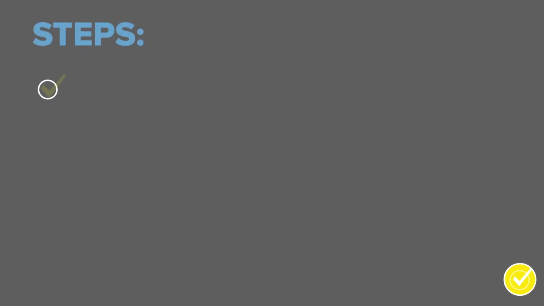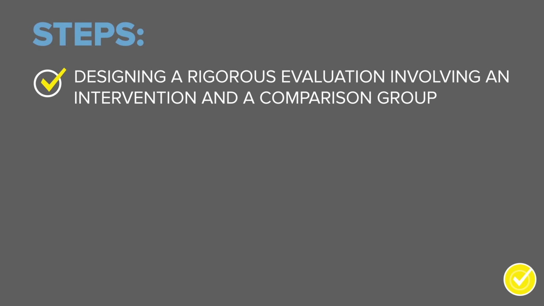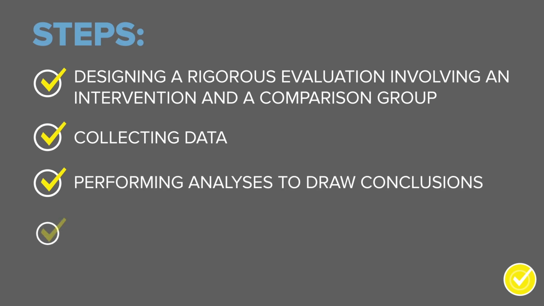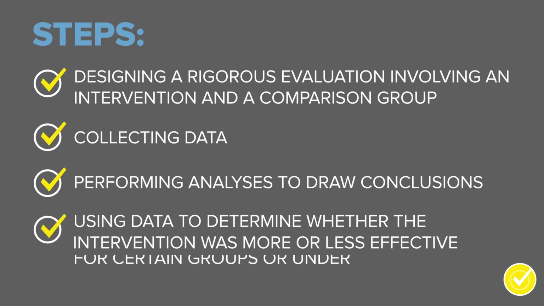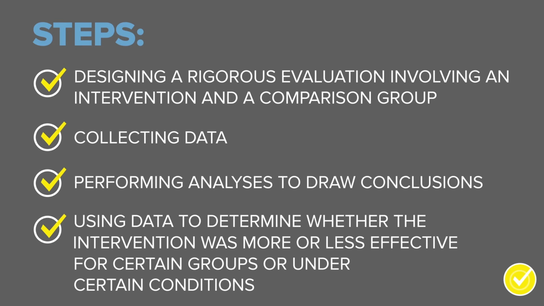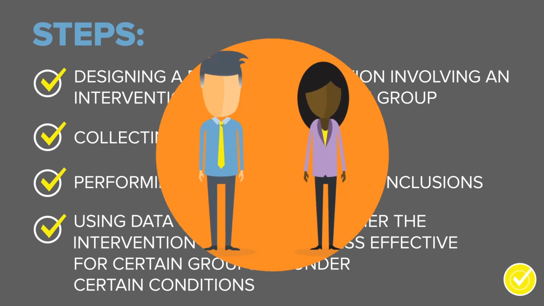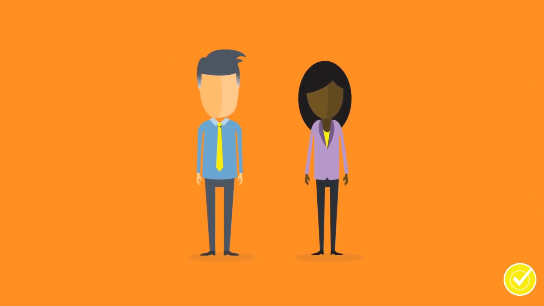Steps in this phase include designing a rigorous evaluation involving an intervention and a comparison group, collecting data, performing analysis to draw conclusions, and using data to dig deeper, when possible, to determine whether the intervention was more or less effective for certain groups of people or under certain conditions. The researcher in me likes this phase.